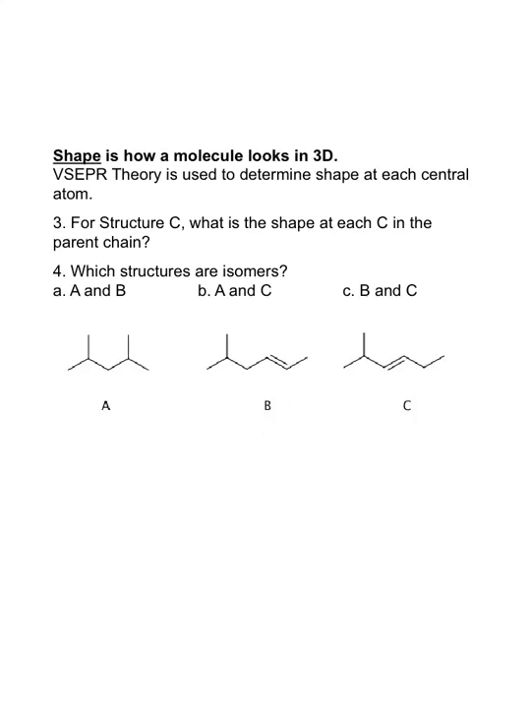Let's review shape and isomers. So stop the video and answer these two questions. For question 3, the answer is tetrahedral, each single bonded carbon, and trigonal planar for the double bonded carbons. And for question 4, the answer is B and C. Note that B and C have the same chemical formula but different bonding.